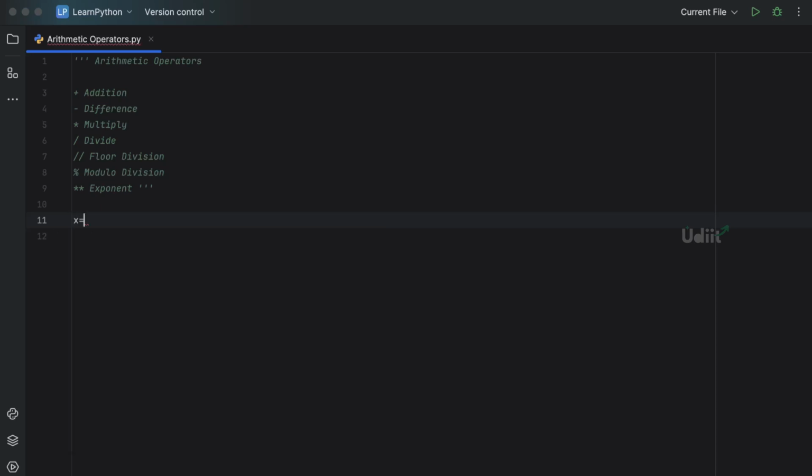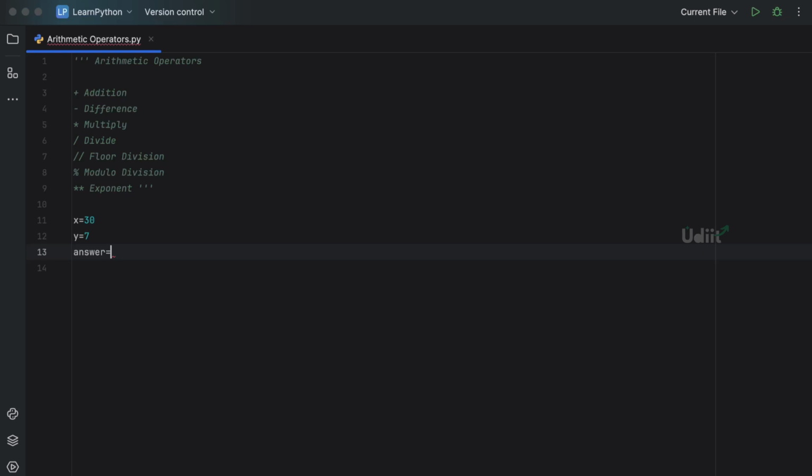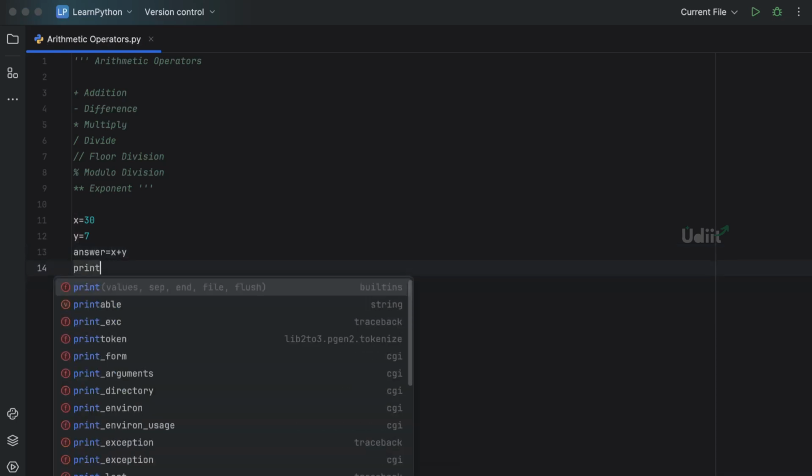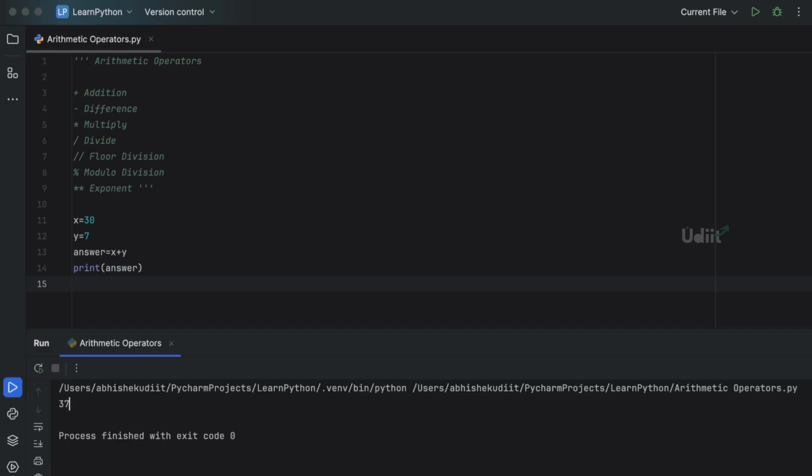I'll say x is equal to 30 and y is equal to 7. So 2 variables I've created and then assigned the values. Now let me say answer is equal to x plus y and I'll print variable answer. I'll run. The output is 37. So 30 plus 7, I'm getting the output as 37.